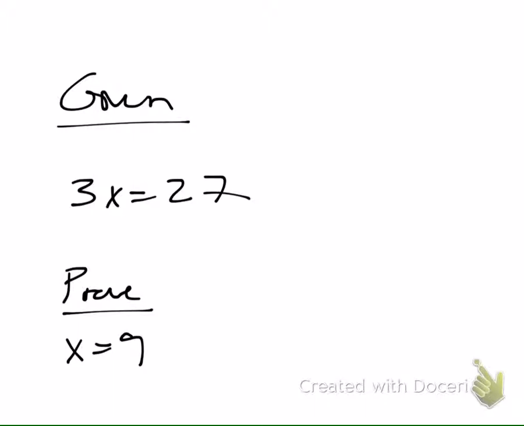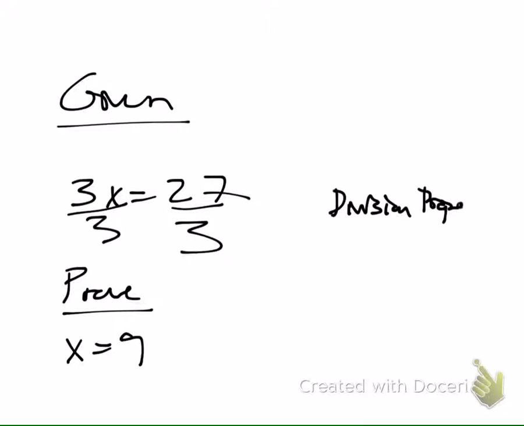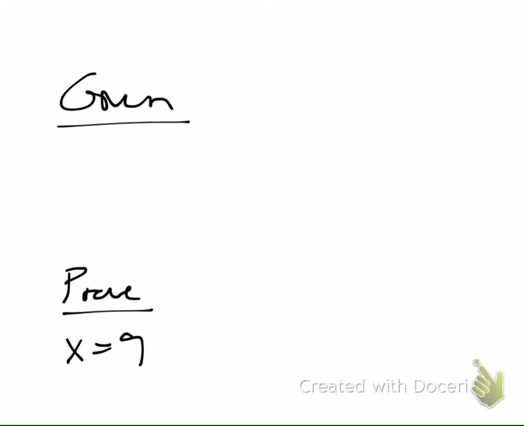Yeah, you're just going to divide, right? So you would divide by 3, you divide by 3. That's called the division property. Okay? Division property says you can divide by the same thing on both sides of the equal sign and it's still true.